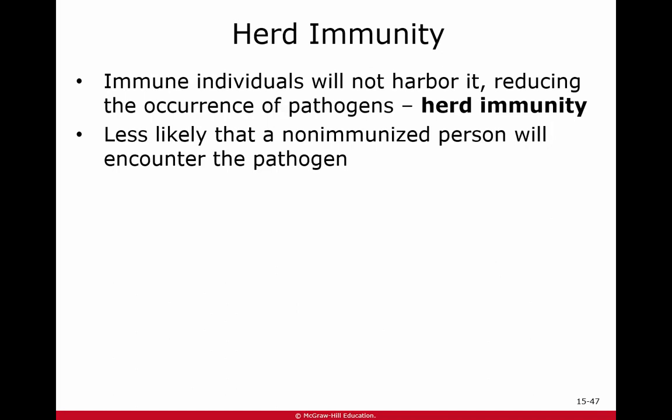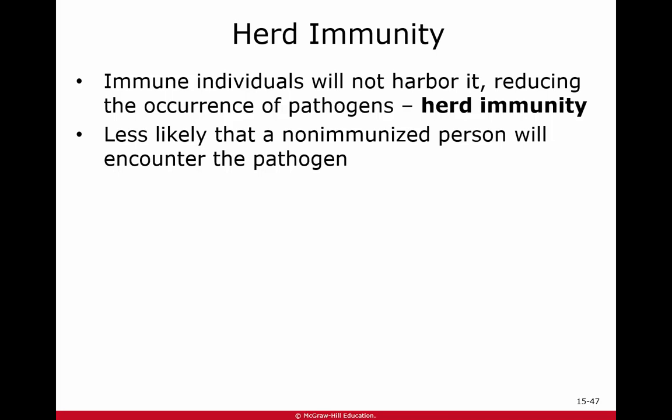Last thing they mention in the chapter is something called herd immunity. So herd immunity, if you think about herd, this would be like a group, okay, of organisms. And so in herd immunity, immune individuals will not harbor it, reducing the occurrence of pathogens. So you think about if you've got a bunch of humans in an area, and half of those have built up immunity to a certain type of infection. So then you're not going to have an occurrence of that pathogen because their bodies are going to be able to fight it off very quickly, right?